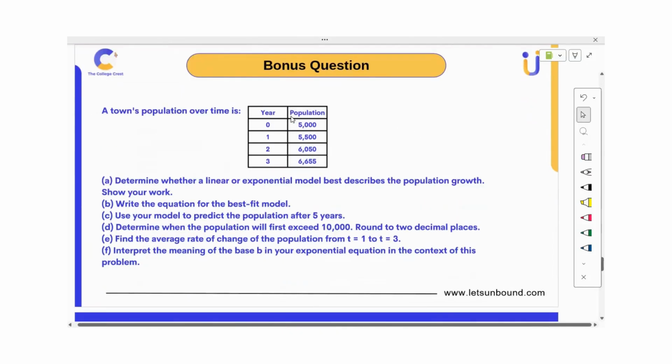And that's the wrap, but of course, there's a bonus question. A town's population over time is given as a table of values. Determine whether a linear or exponential model best describes it. Write an equation for the best fit model used to predict population after 5 years. Then determine when the population will exceed 10,000. We can round to a decimal place if it's decimal years. Find the average rate of change and interpret the meaning of base b in your exponential model in the context of the problem. It will help you in a wholesome review.